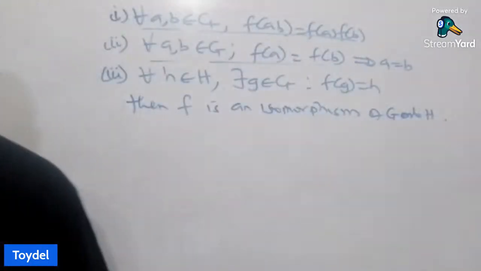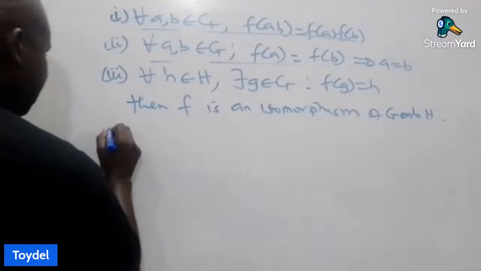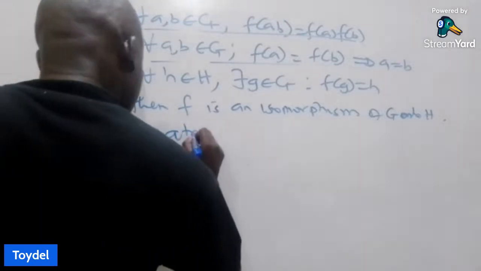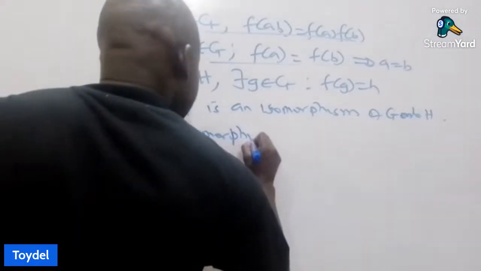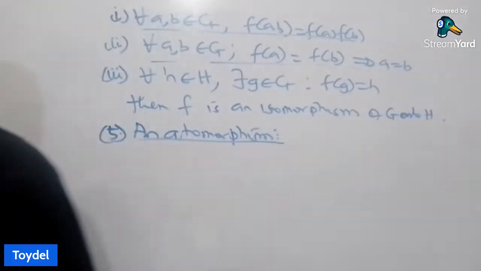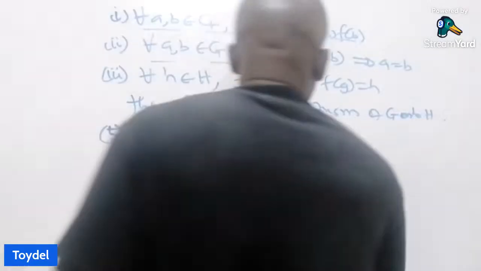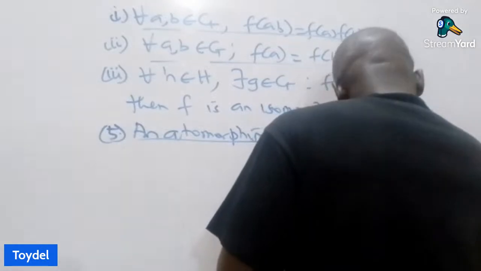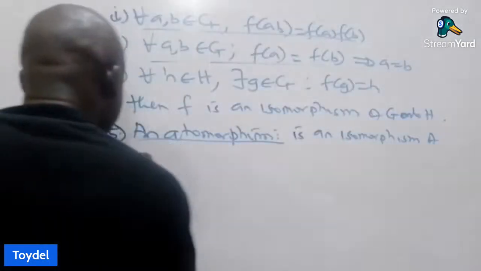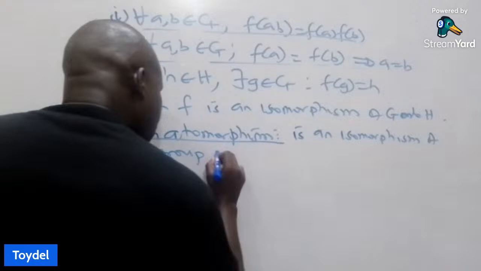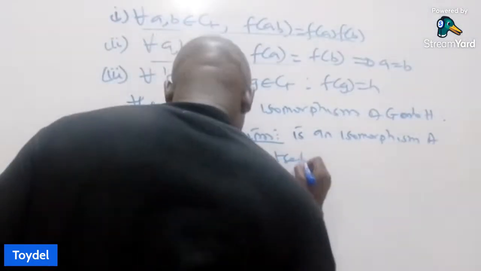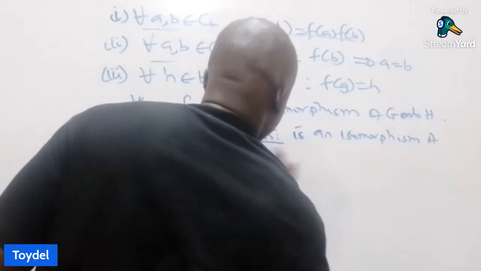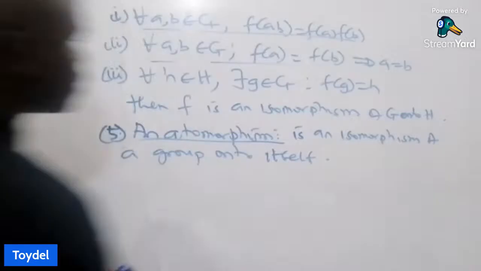Then the last type of homomorphism that we define is called an automorphism. This is the last type that we discussed. An automorphism is an isomorphism of a group onto itself. Onto itself. So that's very simple.